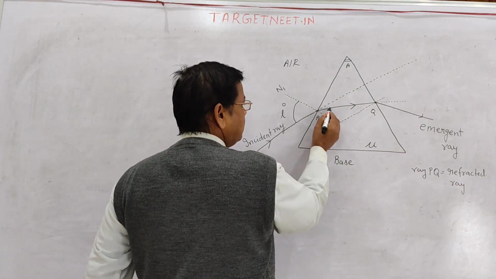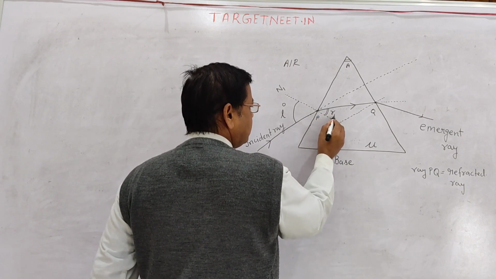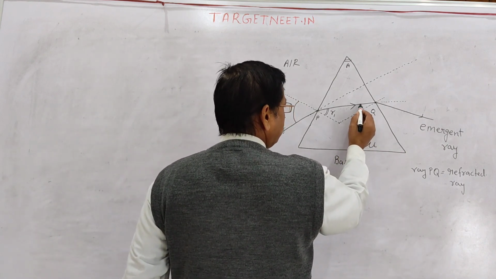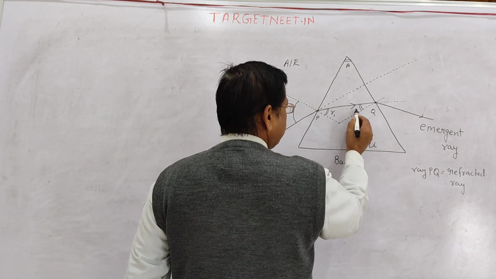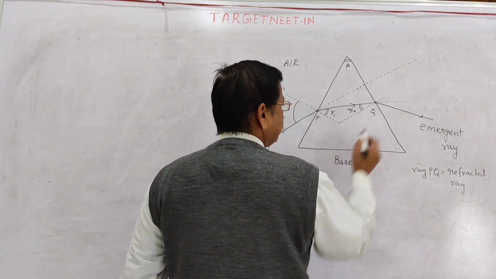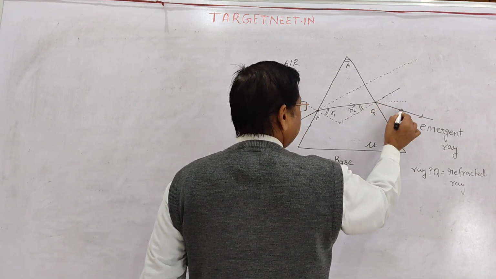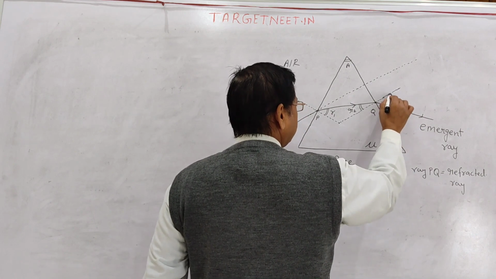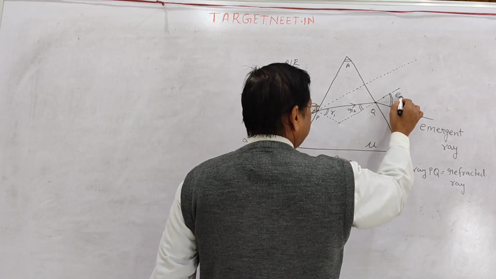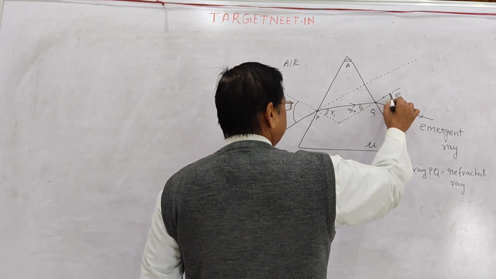This is the normal and this is the refracted ray, so this is the angle of refraction at the first surface. This is the refracted ray, this is the normal, so this is called the angle of refraction at the second surface. Let it be R2. This is the normal, and this is the emergent ray. So this whole angle is called the angle of emergence, E.